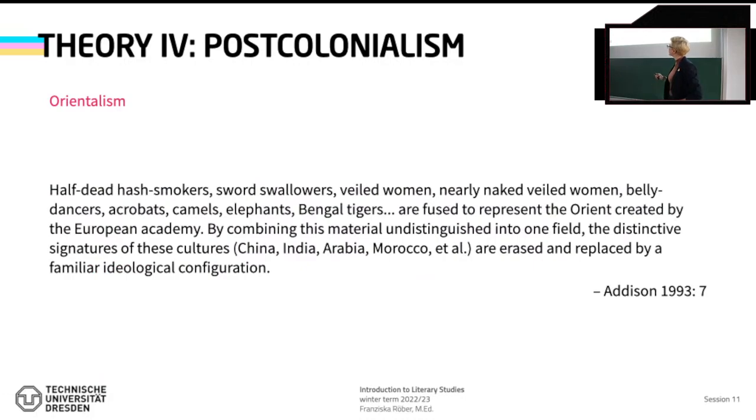Okay, again, just to go through the image that is created, we of course in this case don't have the half-dead hash smokers. That would mostly be something we would find in images or movies that are being made about China in particular, usually during the 19th century, with the opium dens that are being used. We have sword swallowers, veiled women, nearly naked veiled women, belly dancers, acrobats, camels, elephants, Bengal tigers. Everything we also find in the song Prince Ali, but something we find in Aladdin generally.